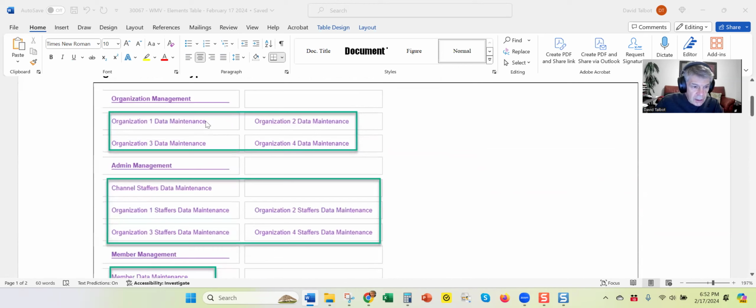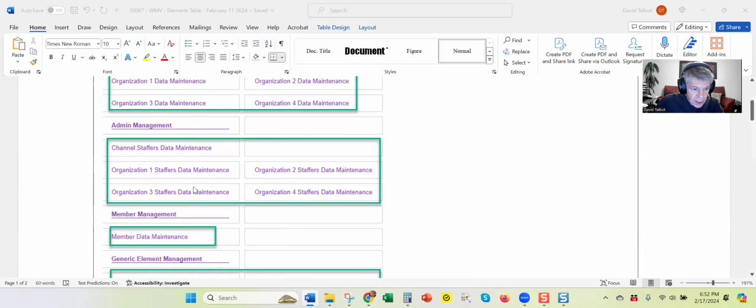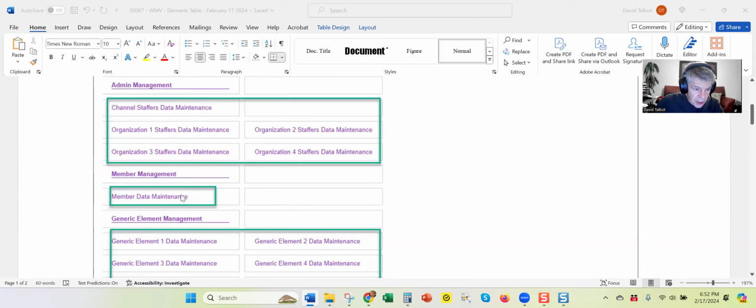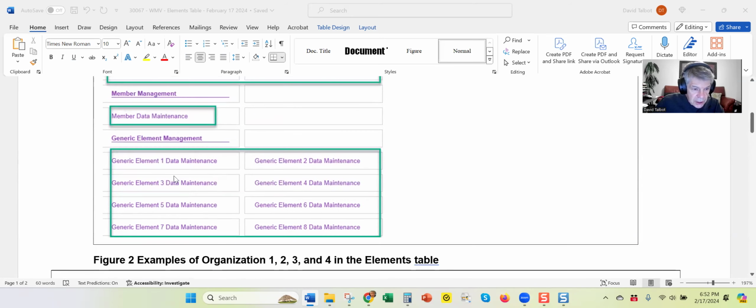If you look at our generic menu here, we have organizations 1, 2, 3, 4, which is hierarchical. So this could be sort of a customer, a division, a region, and a location, for instance. And then the people who work for the customer, the people who work for the division, people who work for the region, people who work for the location, and people who work for the central office here, okay? And then members, these could be customers of different types, individual customers. And then we have the generic elements, which I have another video on.